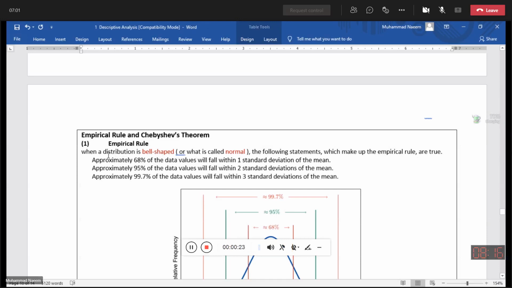So the empirical rule says whenever the distribution is bell-shaped or normal, approximately 68% of the data values fall within one standard deviation of the mean. Approximately 95% of the data values fall within two standard deviations of the mean. And approximately 99.7% of the data values will fall within three standard deviations of the mean.